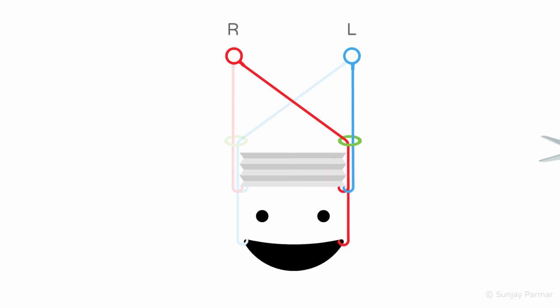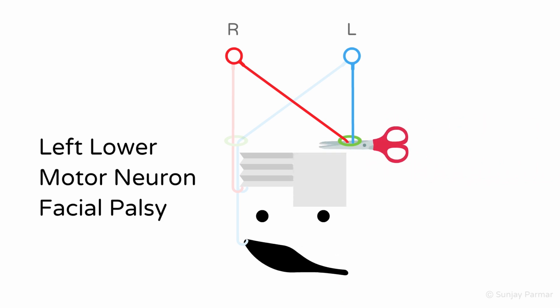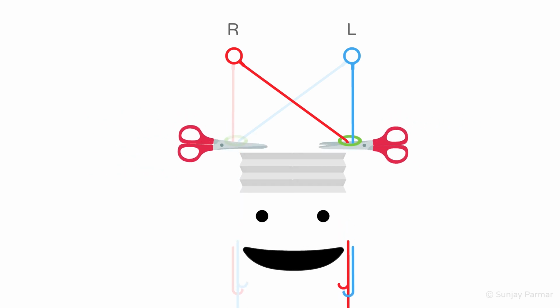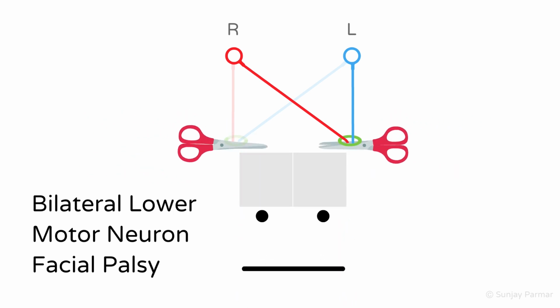This is represented by the scissors cutting the red and blue ropes at the left green circle. The ropes get disconnected from the red and blue handles, and so they fall. The left grey paper and left mouth corner are not held up, making them drop also. Rarely, you can get bilateral lower motor neuron facial palsy. This tends to be caused by Lyme disease, Guillain-Barré syndrome, or sarcoidosis.